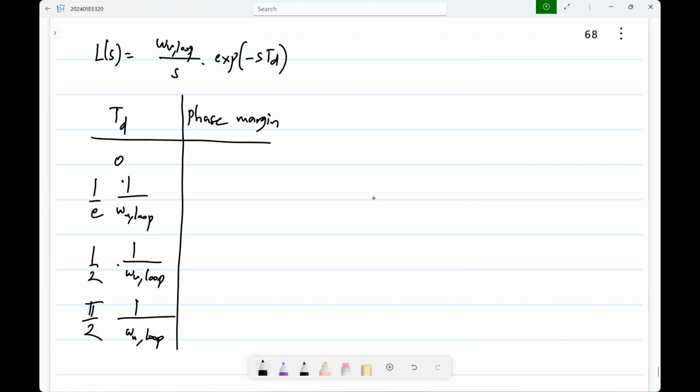90 degrees. Yeah. When the loop gain phase is always minus 90 degrees, how far is it away from minus 180? What is the phase margin for all those other values?